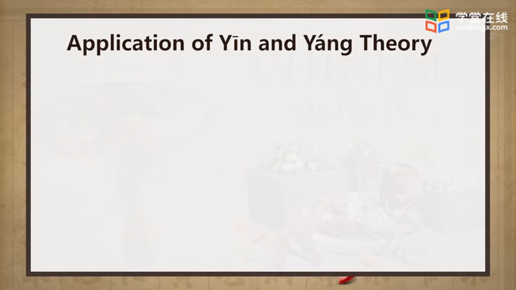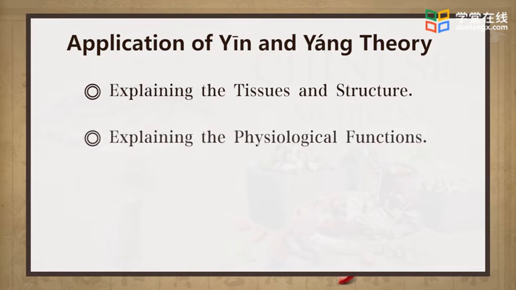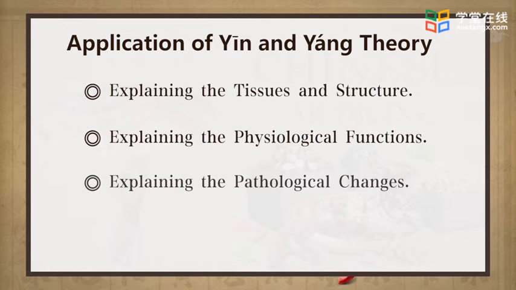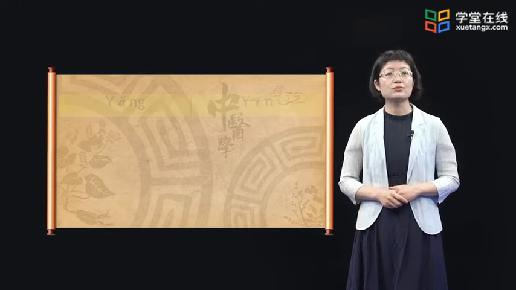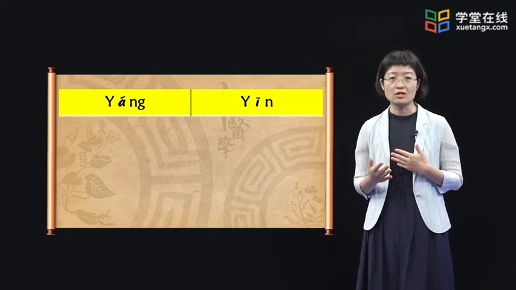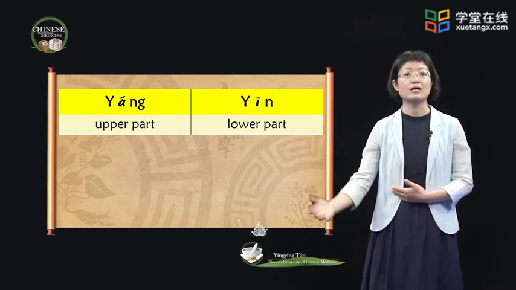As the yin-yang theory was introduced into TCM, this theory was used to explain the organic structure of the human body, explain the physiological functions and the pathological changes of the human body, as well as guide the diagnosis and treatment. When the yin-yang theory is used to explain the body structure, the upper part belongs to yang, while the lower part belongs to yin.